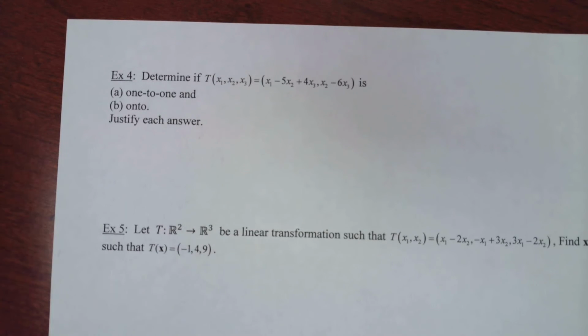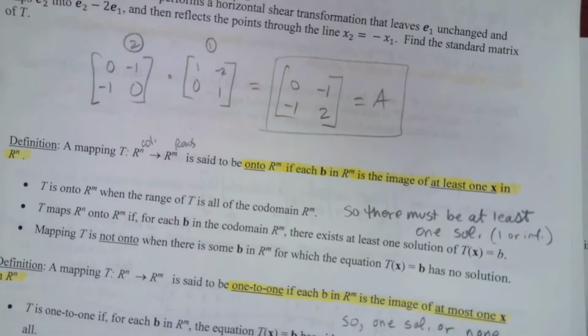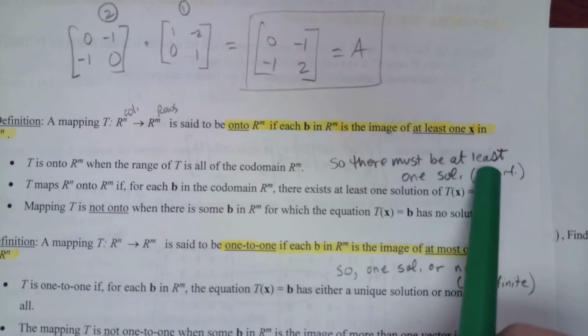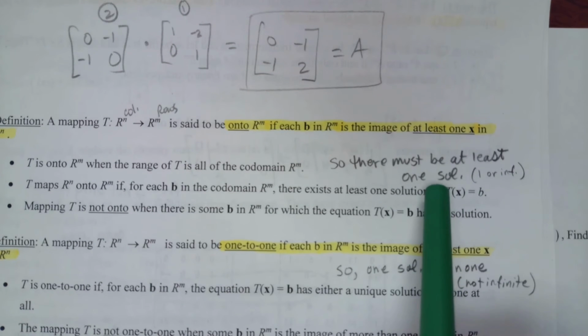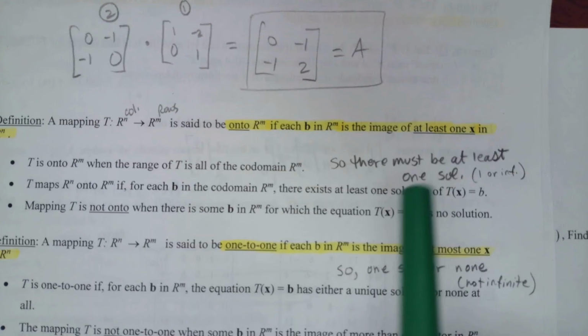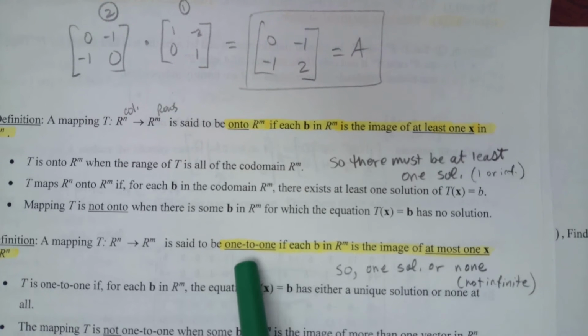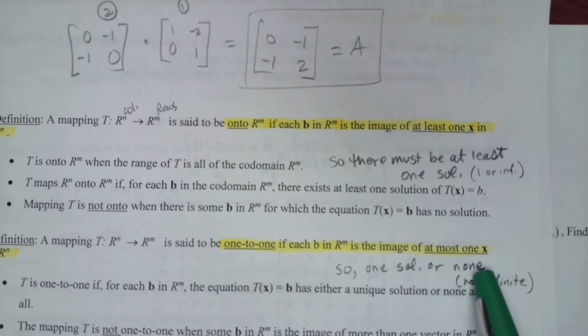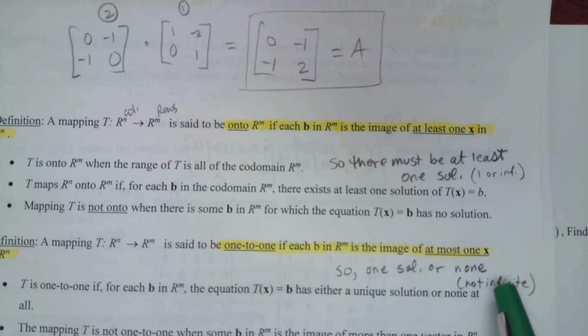All right, so here we go, the last page. Remember from class today, if something is onto, it means there must be at least one solution. That means one solution or infinite solutions. To designate something as one-to-one, it needs to be one solution or no solution, because in a sense, no solution is a single solution. So it can't be anything like infinite solutions.